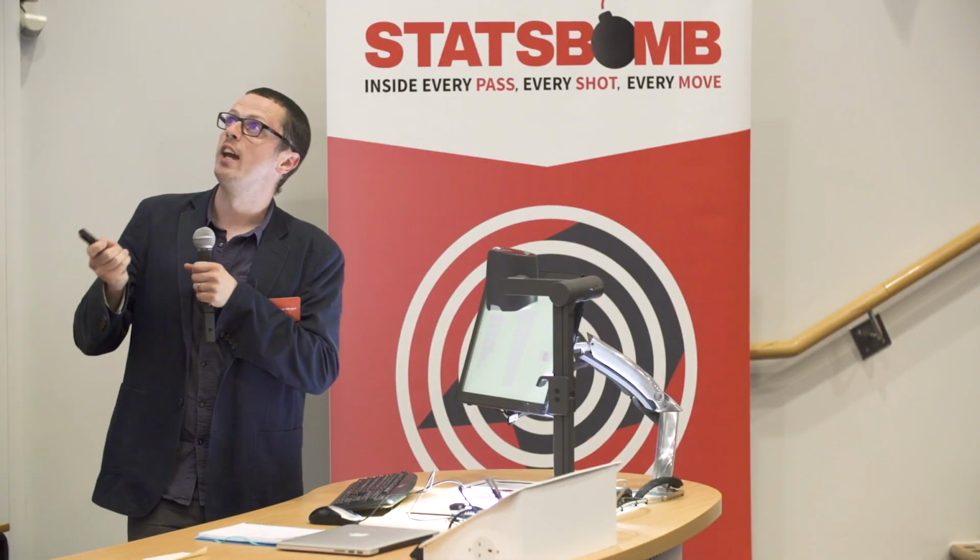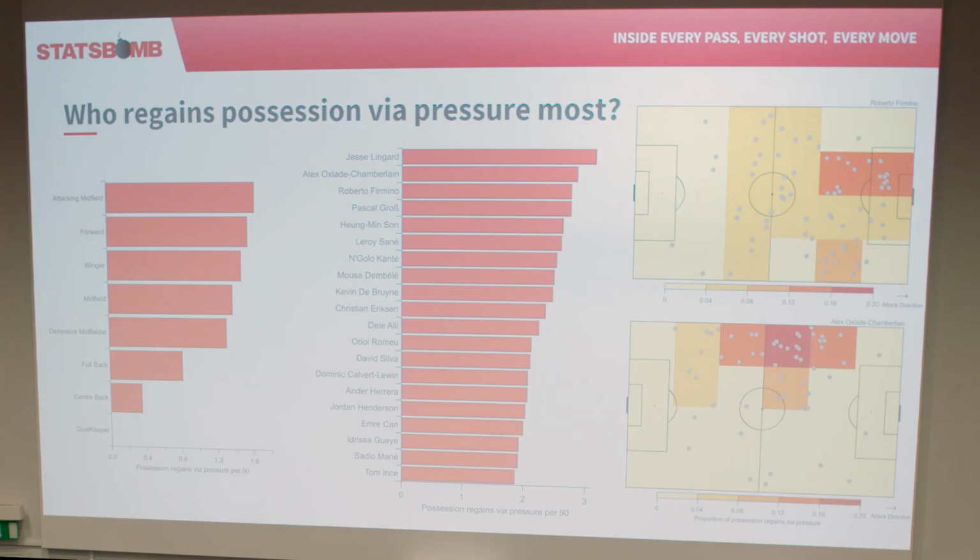And then who's regaining possession most via pressure? Again, Lingard's going quite high on these lists, but now we see Oxlade-Chamberlain has really jumped up this list. He wasn't very high on the other lists, if at all, but he's really jumped up there. He's settled in well to the Klopp mantra. Firmino's up there at the top. Again, not unexpected. So again, showing my bias, I've got Firmino on there.